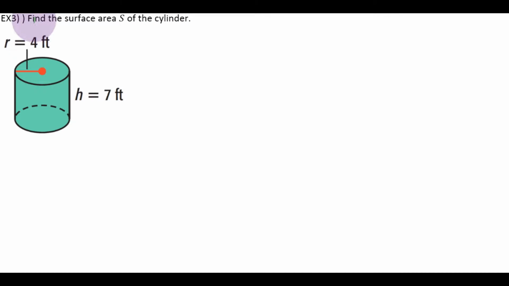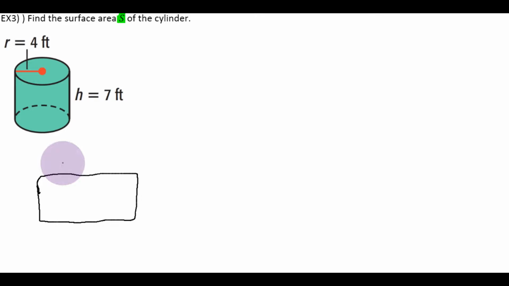Alright guys, in this next example it asks us to find the surface area S of the cylinder. Well, the first thing I'm going to do is break the cylinder up into a net, because a cylinder is made up of two circles and a rectangle. So I'm going to draw my rectangle first, and then I'm going to draw two circles connected to it.